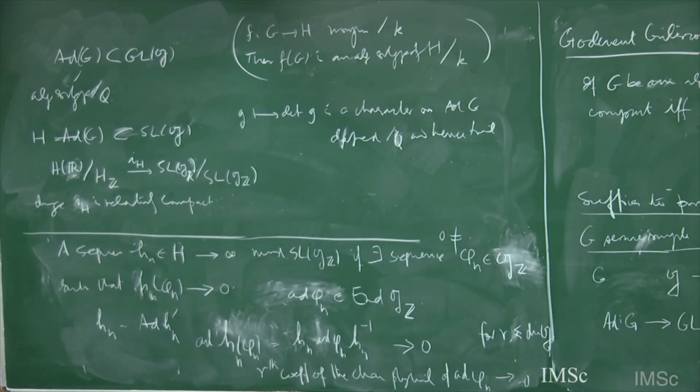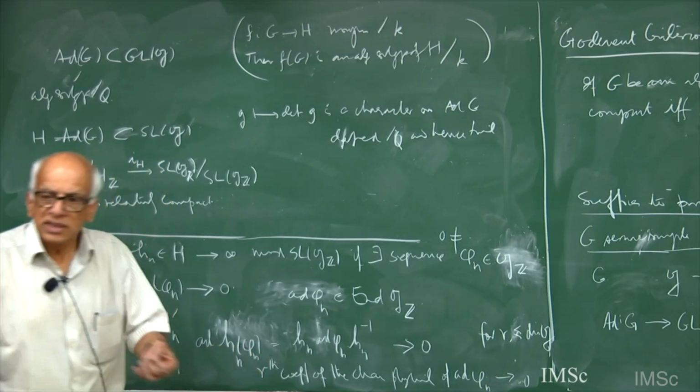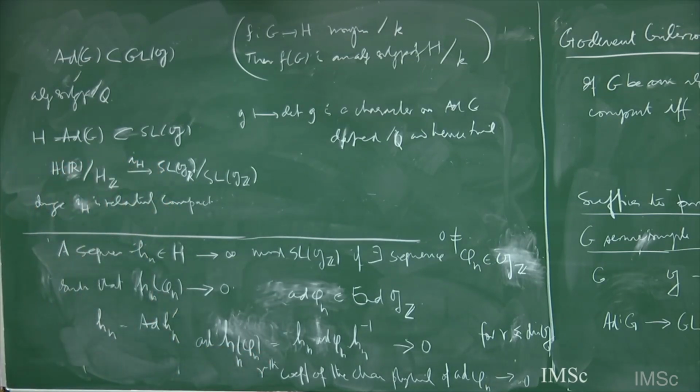Phi_n is a lattice point, phi_n in the Lie algebra. Ad of any element in the Lie algebra makes sense. Ad phi_n makes sense. Why do you try this Lie bracket? Ad x of y is the bracket xy.